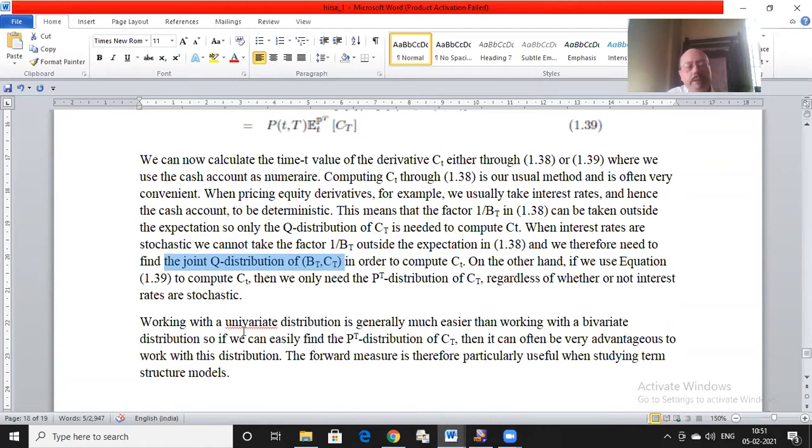So if we can find the t-forward distribution of C capital T, then it would be very convenient for our work. Whenever we are working with models that involve the term structure, for this Heston's model or the variance gamma model, everywhere we have been working with the term structure, the t-forward measure calculations are typically easier.